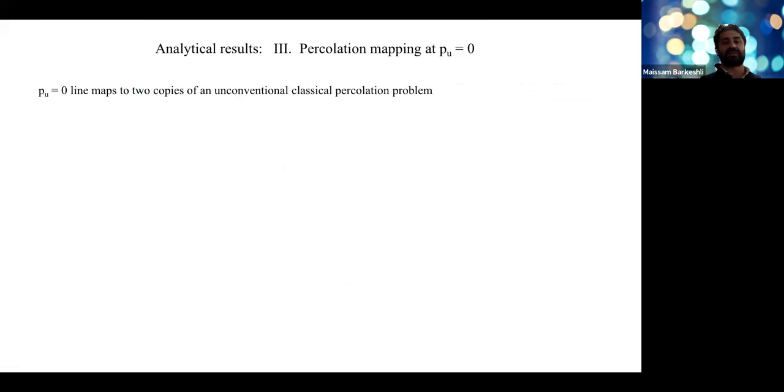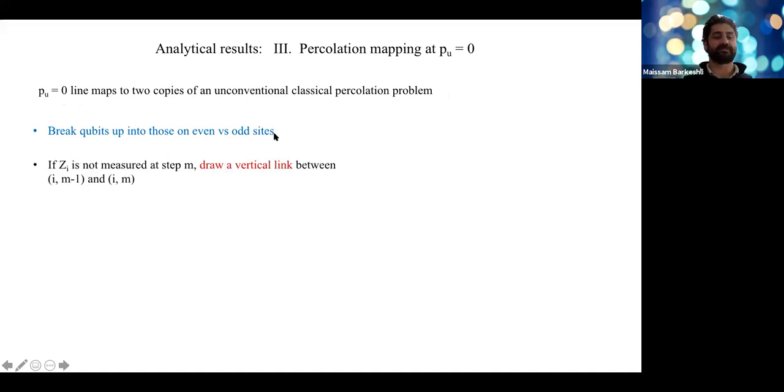So the third analytical result is that there's an exact mapping to 2D percolation when you have no unitary dynamics. And it's a kind of unconventional classical percolation problem that you get mapped to. So to see this, what we do is we break the qubits up into those that are on the even sites and those that are on the odd sites.